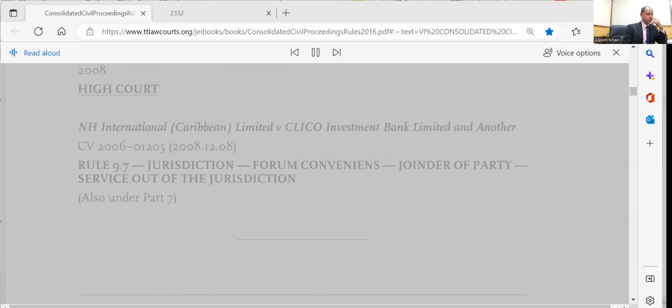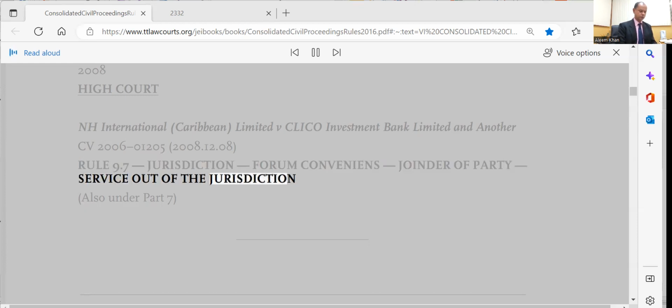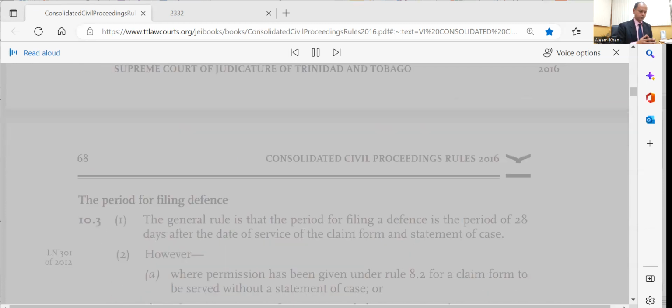2008 High Court. NH International (Caribbean) Limited v. Clico Investment Bank Limited and another, CV 2006-01205, December 8, 2008, Rule 9.7, jurisdiction, forum convenience, joinder of party, service out of the jurisdiction, also under Part 7. Supreme Court of Judicature of Trinidad and Tobago, 2016.